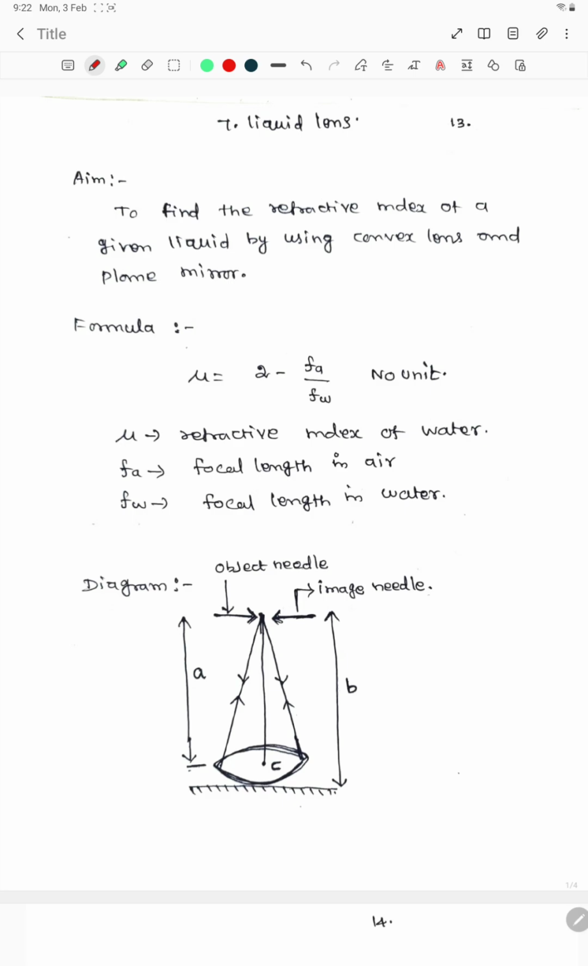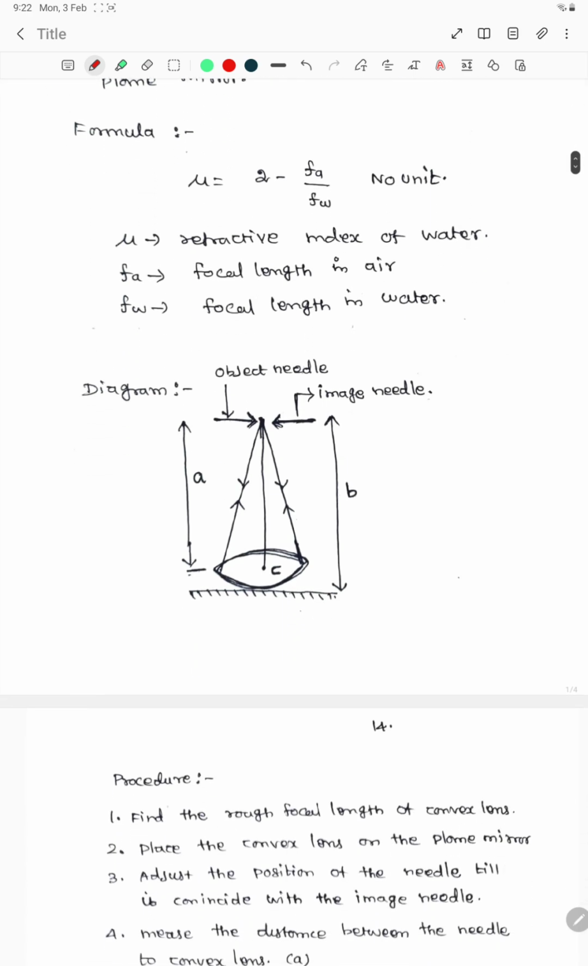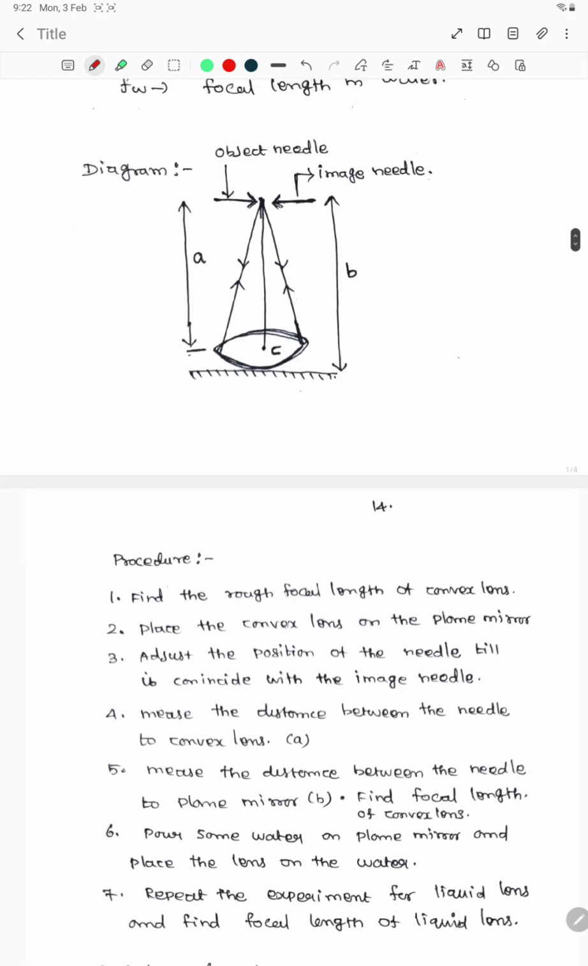Okay, so in order to know how you got the formula, you can go and learn the theory of liquid lens. You will be getting it clear there. So mu is equal to 2 minus Fa by Fw. What is Fa and Fw? That is what we are going to calculate. So here you must write no unit. Okay, and then you will write the procedure and the diagram.